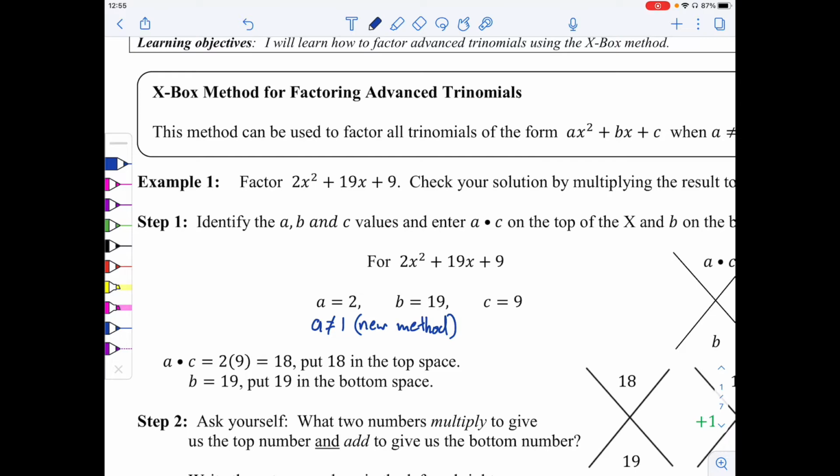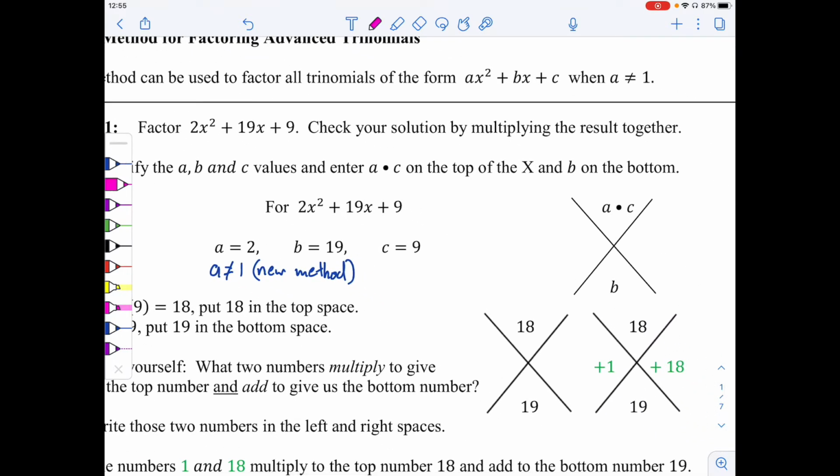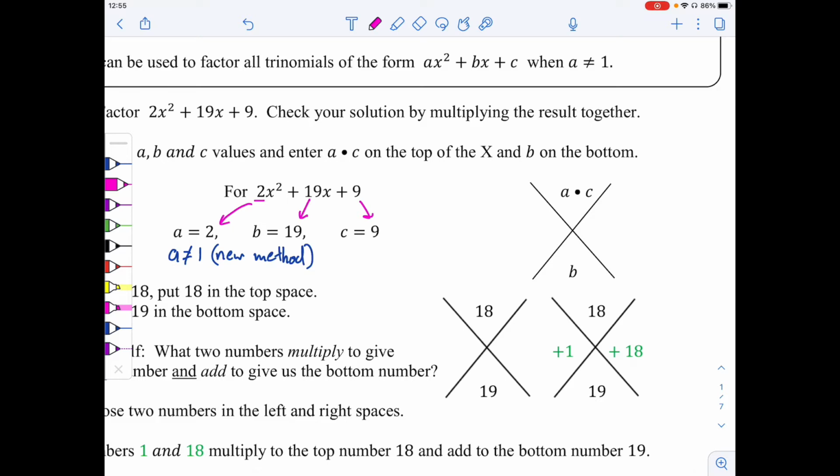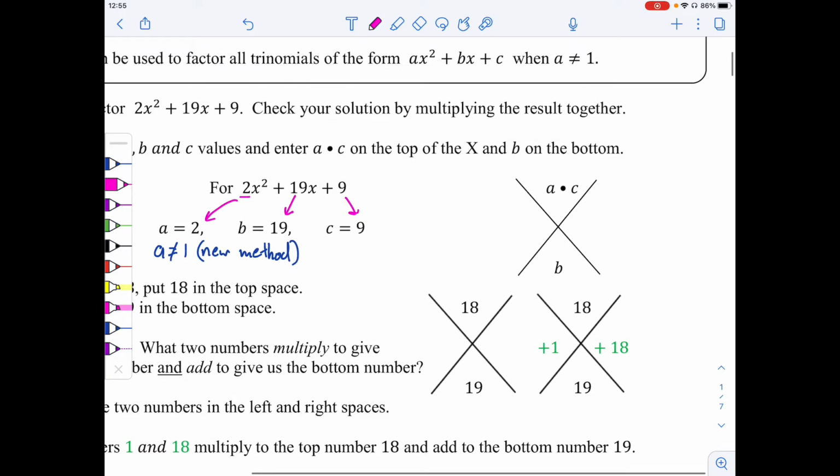So a is equal to 2, right? For this one, we have our 2, 19 is our b, 9 is our c. And we can start with the same process using the X factor. Okay, there's the X box. We're going to use AC on top, right? Air conditioning on top, however you want to say it.